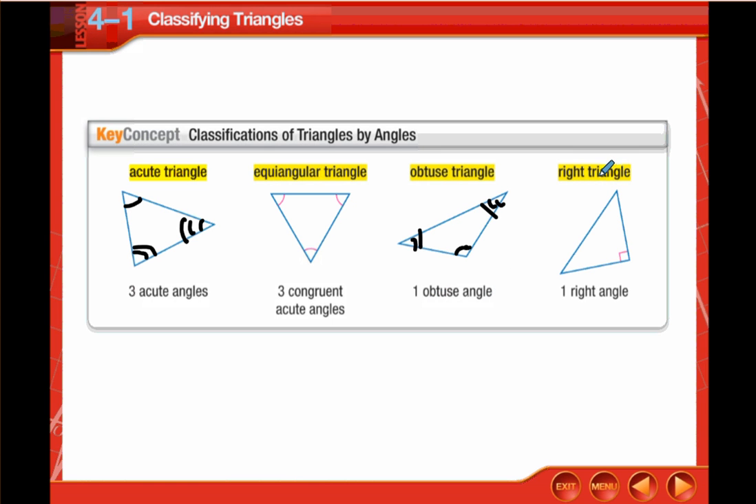And if we have a triangle that has exactly one right angle in it, as this one does, and a triangle can never have more than one right angle, it can only have one, then that is a right triangle.